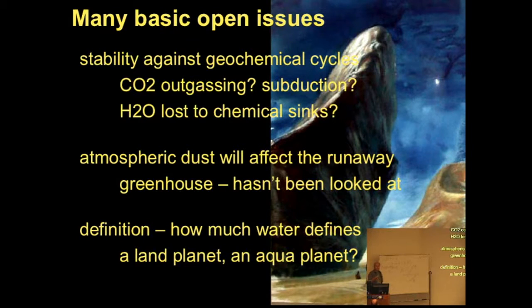Because we're just talking about stability right now with respect to short-term climate cycles. Atmospheric dust will clearly affect the runaway greenhouse threshold. Nobody's even put this in. You could do this with a 1D model, but nobody's done it. It's obviously going to be a dusty atmosphere.